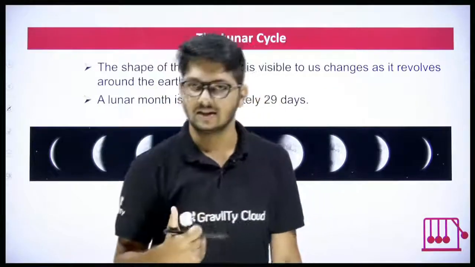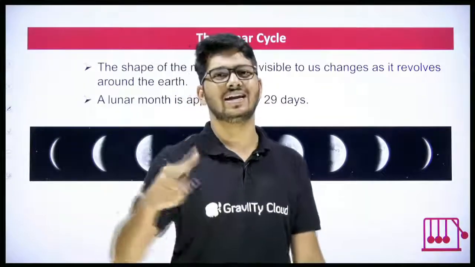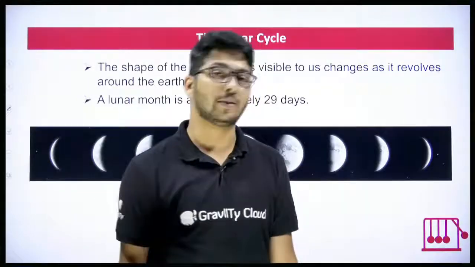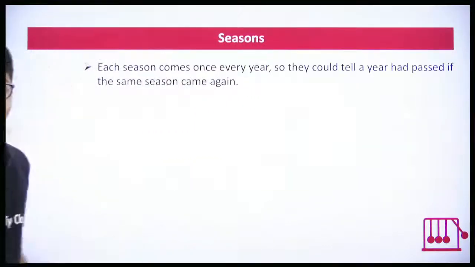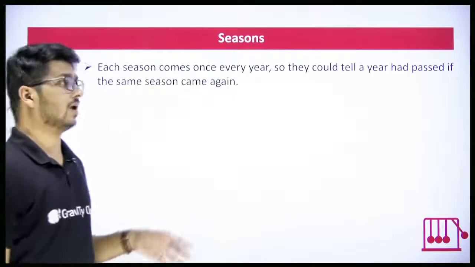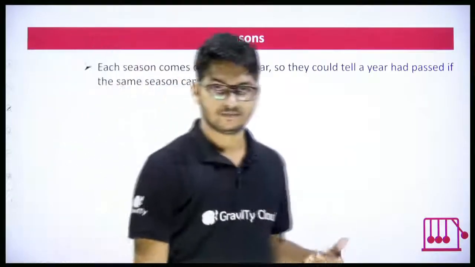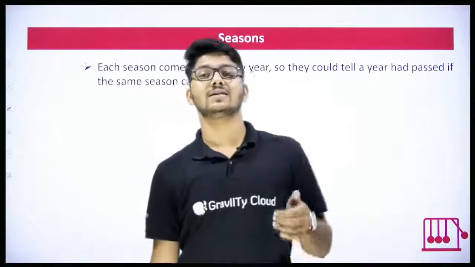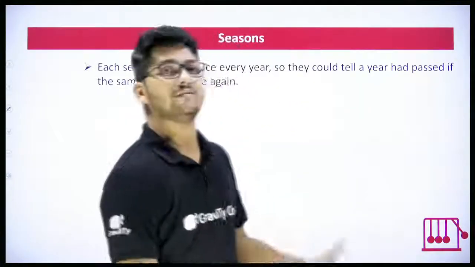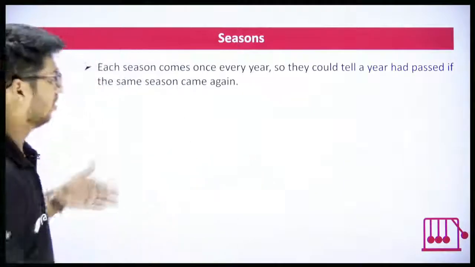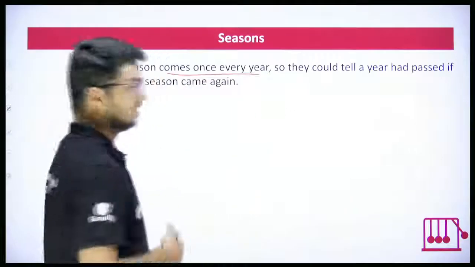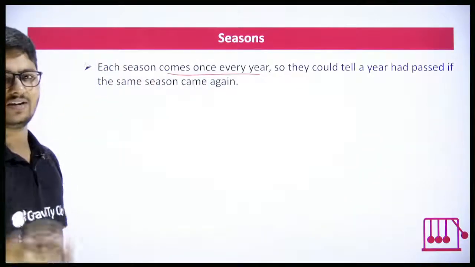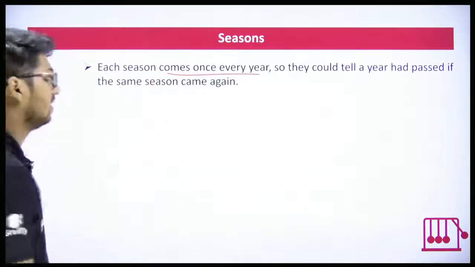So they had the sunrise and sunset, or day-night cycle. They had the lunar month. They also had seasons, and seasons were more important when it came to agriculture. Even today, seasons are very important when it comes to agriculture: when to plant a crop, when to harvest a crop, when to cultivate a crop, all of them. Clear? So each season comes once every year. Rainy season, winter season, summer season, and all of them.